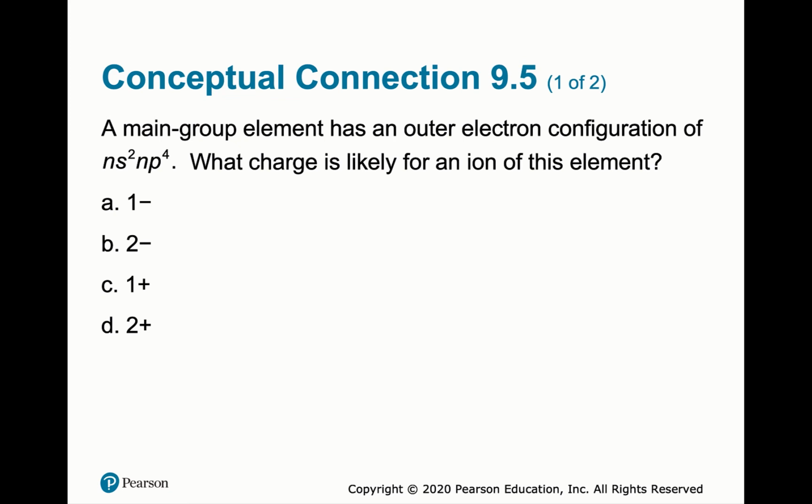A main group element has an outer electronic configuration of ns2 np4. What is the likely charge for the ion of this element? It's 2 away from a noble gas, or 6 away the other way. So it's going to tend to form either a +6 ion or a -2 ion. It's really difficult to rip off 6 electrons, and much easier to add 2. So it's going to be the -2 ion listed there.